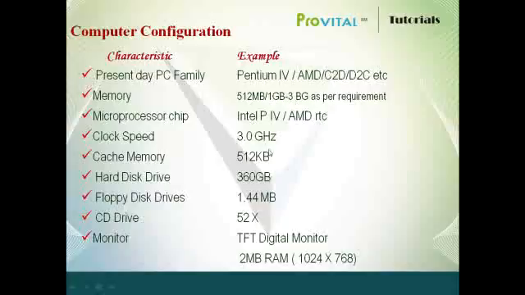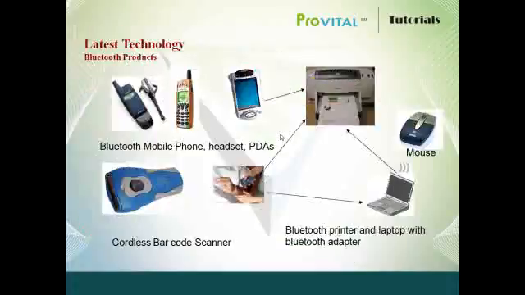Clock speed might be 3 GHz, cache memory 512 KB, hard disk drive 360 GB, floppy disk drive 1.44 MB, CD drive 52X, and monitor TFT digital monitors with 1024x768 pixels. Latest technology: today's latest technologies like Bluetooth products are there in mobile phone handsets and PDAs. Some cordless barcode scanners are there, Bluetooth printer, and the laptop with the Bluetooth adapter mouse.